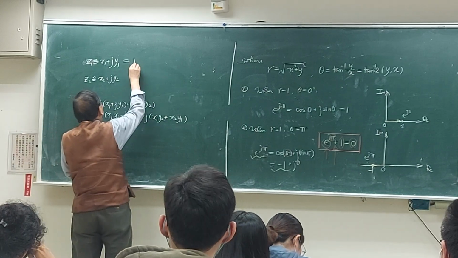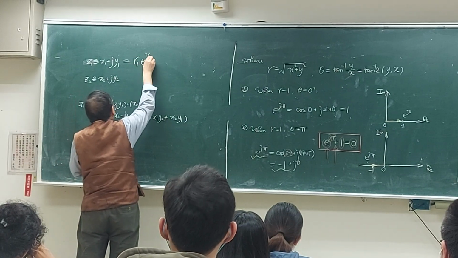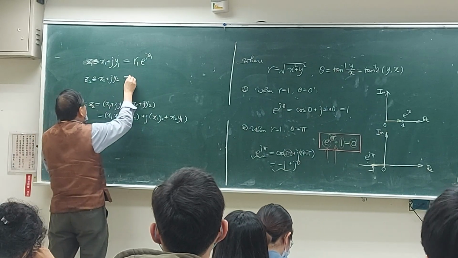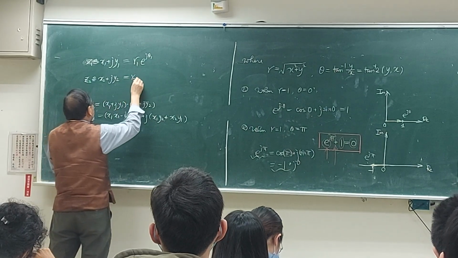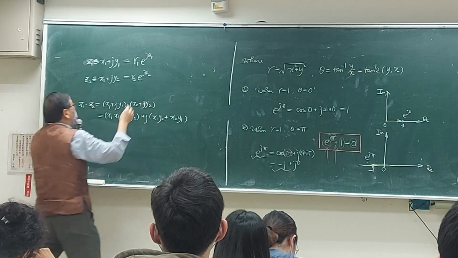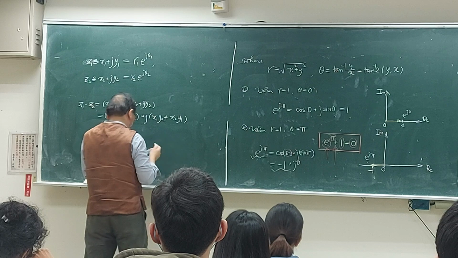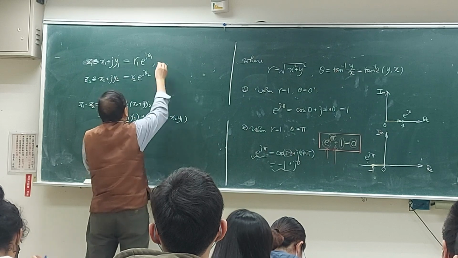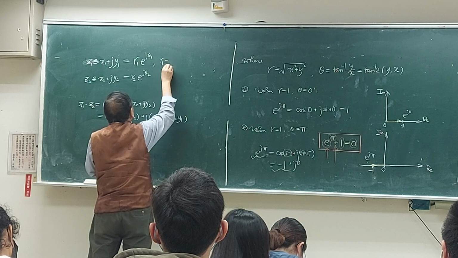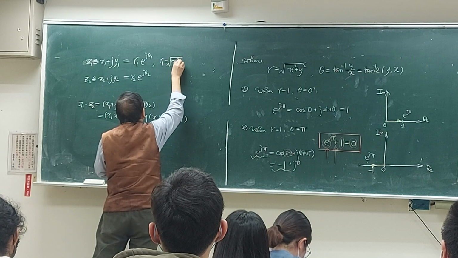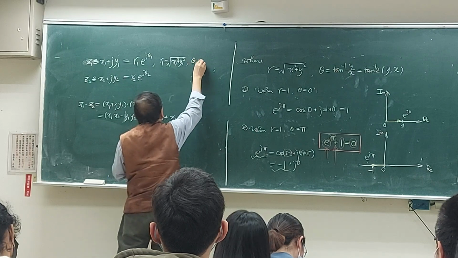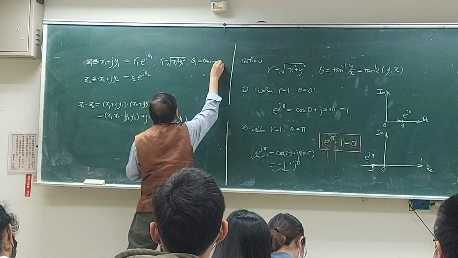So this can be written as R1 times e to the j theta 1, and this can be written as R2 times e to the j theta 2. In this case, R1 is the square root, and theta 1 is the angle.